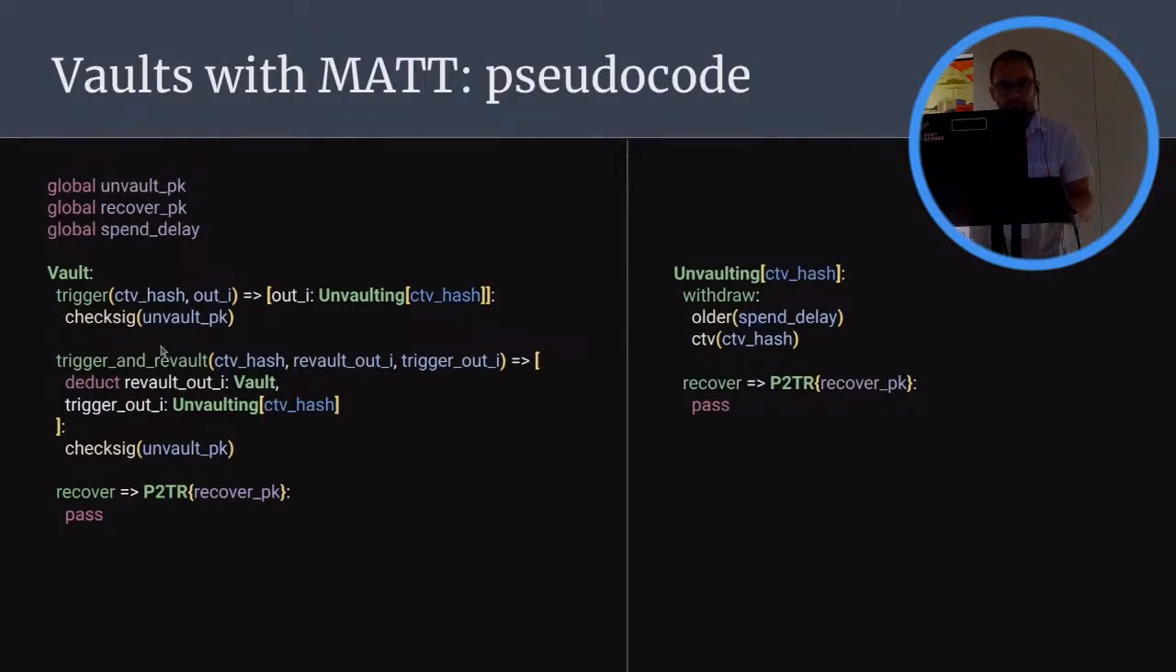So you have these globals here, which are basically what I called the parameters before. They are hard-coded constants that are defined even before you send money to the vault. Those are the keys that you need to unvault, or the keys that you need to recover, or the time block delay. And there are two contracts: this is the vault, and this is the unvaulting. Here there are two spending conditions for the vault, while in the slides I had only one, because here I have an additional spending condition that allows the partial revault. This is where this flag of deducting the output amount is used, and I'll show you the actual code later.